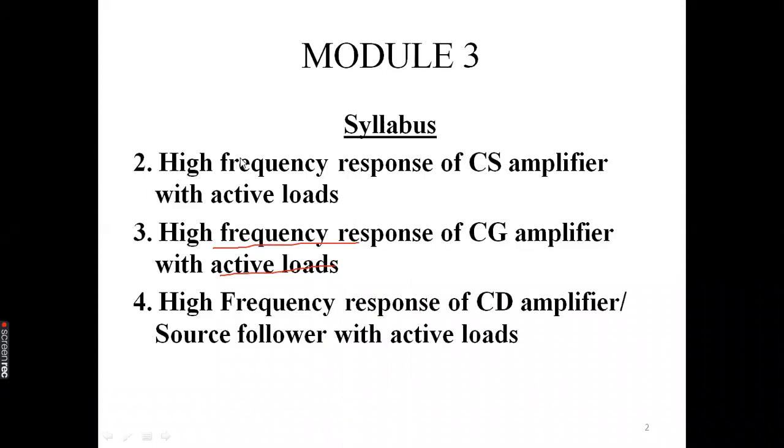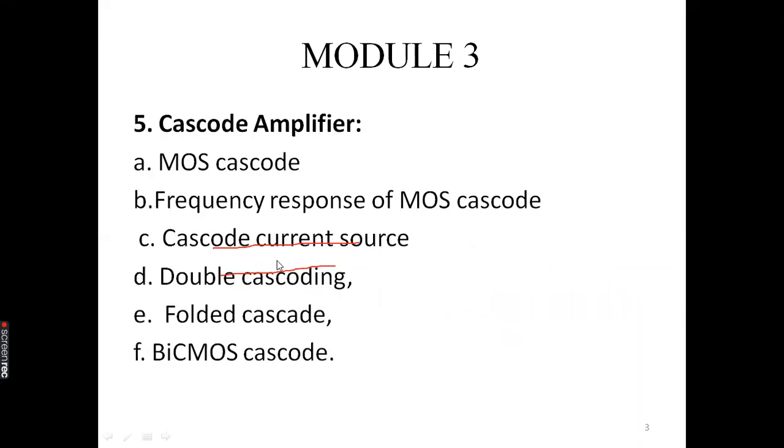Then we have the high frequency response of these amplifiers, CG and CD. CD is otherwise called a source follower. All the three configurations will be discussed in detail with active loads. I'll be telling what is the purpose of using active loads, or how we can load this amplifier for biasing. And from that we will calculate the frequency response as well as the cutoff frequency. Cutoff frequency is very, very important while designing the amplifiers. So for all the configurations, we will derive the cutoff frequency for CS, CG, as well as CD amplifiers.